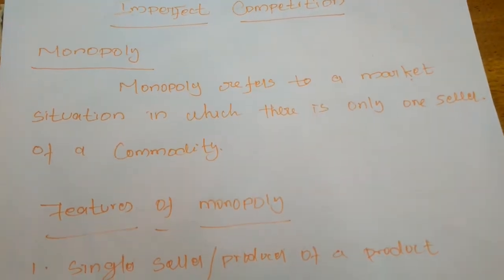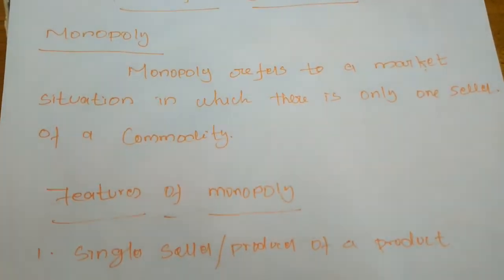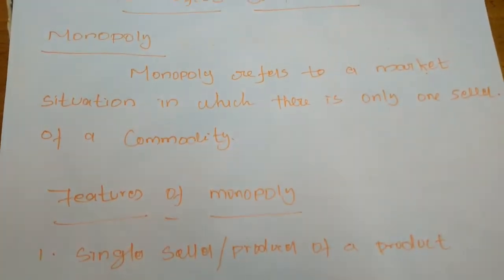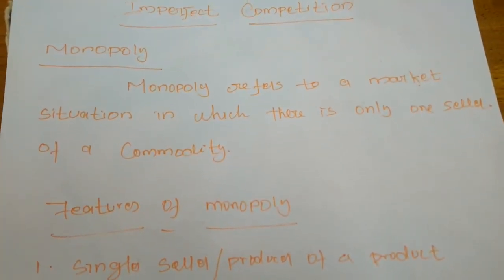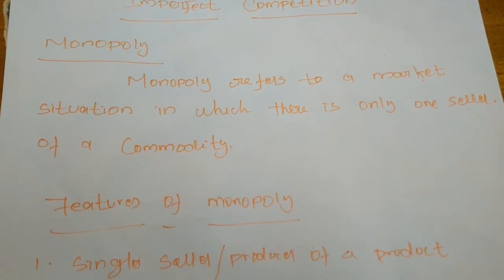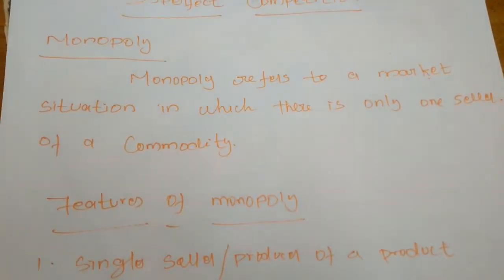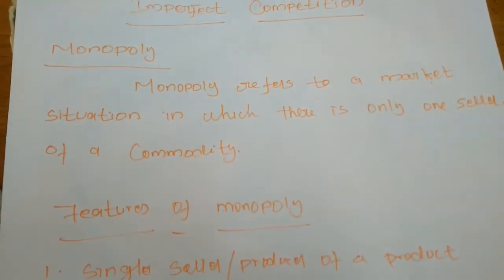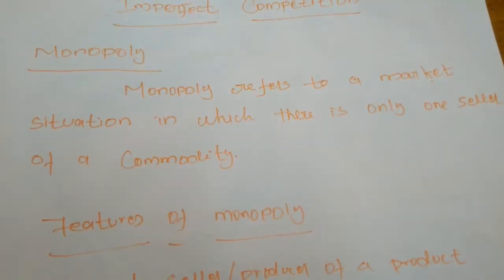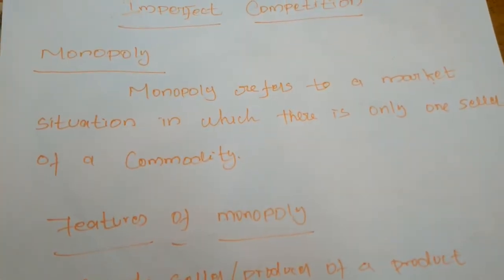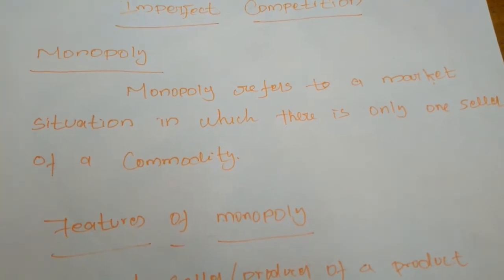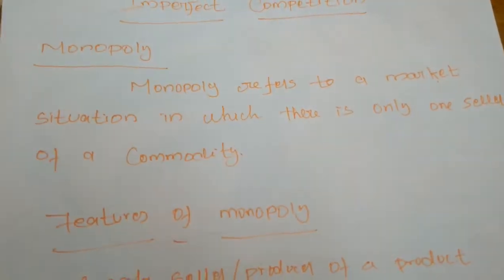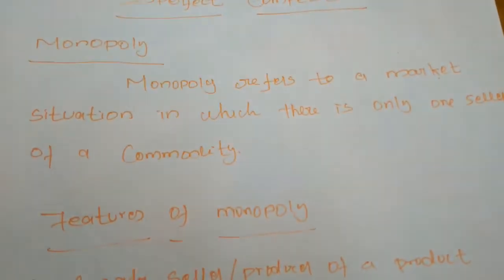For example, if an author publishes a book and gets the copyright, he alone will be the seller. He alone has the power and right to fix the price for his book. So if a person has the special right to produce a particular commodity, that is called a monopoly market. In this monopoly market, a single seller only will be there, but at the same time, many buyers will be there.